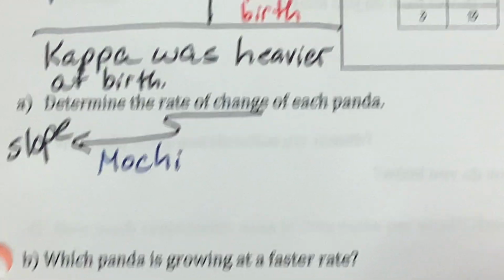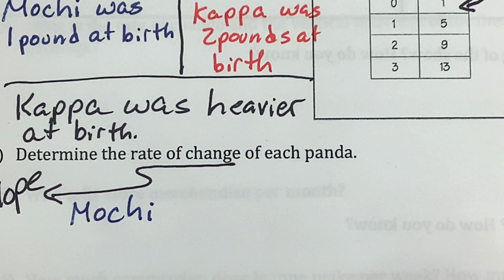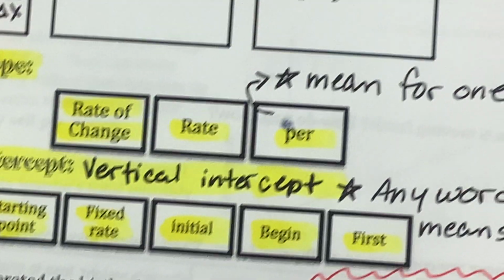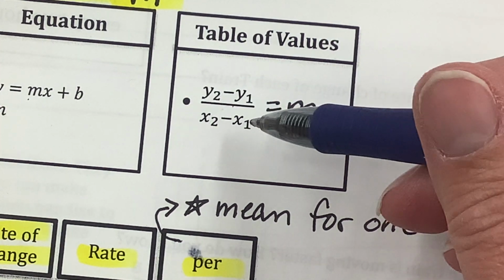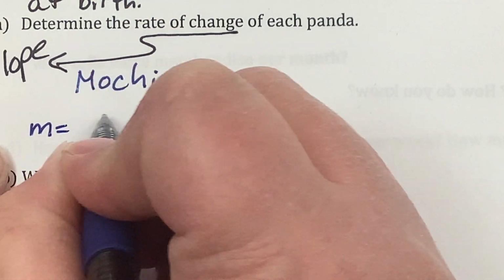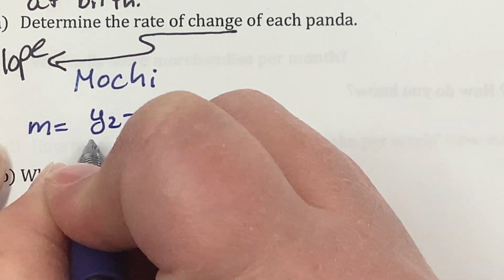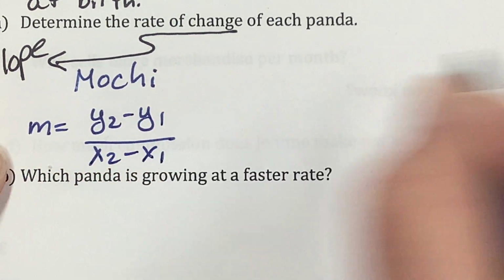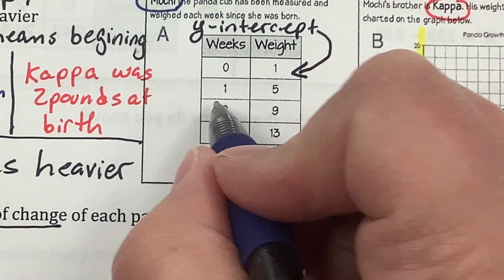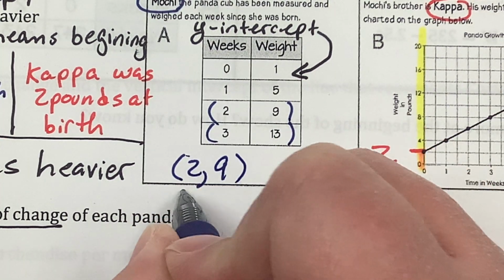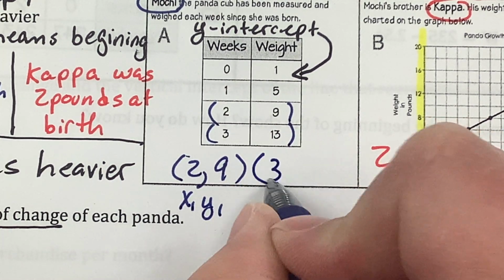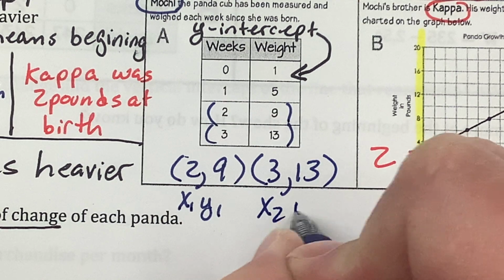Now, Moshi is a chart. So in order to do it from a table of values, I'm going to come back up here. To find the slope from a table of values, it's y2 minus y1 over x2 minus x1. So let's come down here and look at Moshi. M equals y2 minus y1 over x2 minus x1. And now I have to look here. I'll just take these bottom 2 points because it's easiest, and I have 2, 9 for my x1, y1, and 3, 13 for my x2, y2.